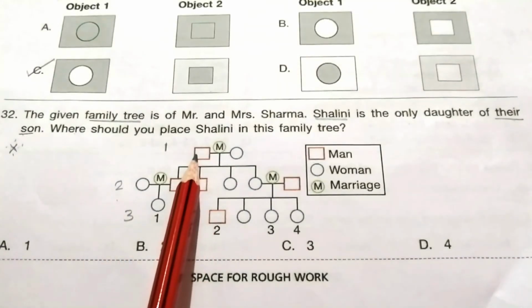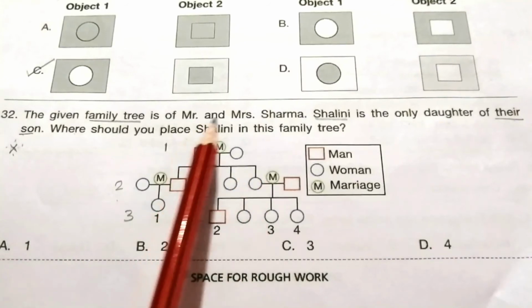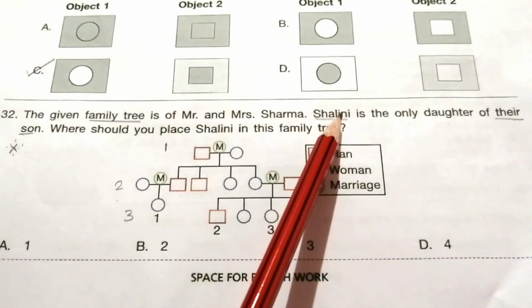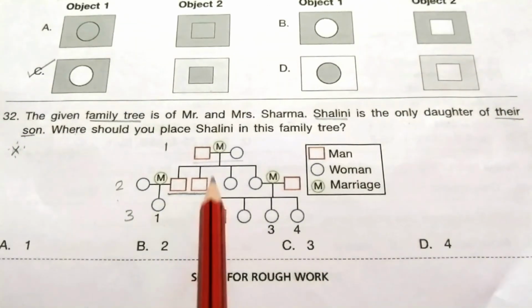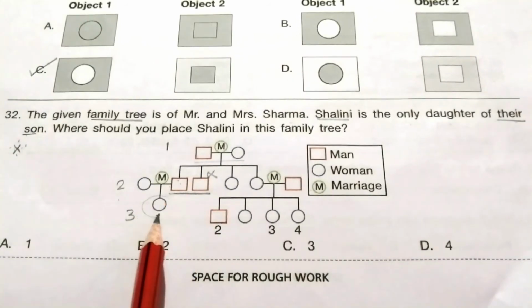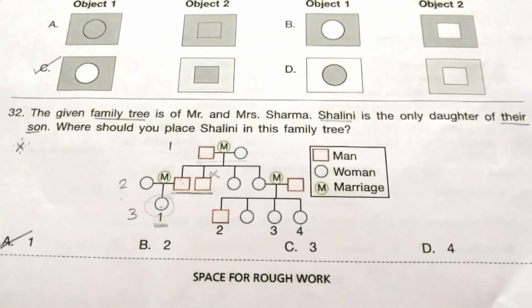We know this is the first generation, next one is second generation, this one is the third generation. So Mr. and Mrs. Sharma are first generation. Shalini is the only daughter of their son. So their sons are given here. He is not married, he is married. He has only one daughter. So we will place Shalini here. So the answer is 1. So the option is A, 1. And family tree question is a very important one. In most of the question papers, a family tree question is asked.